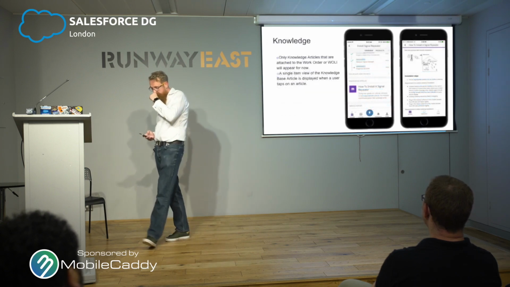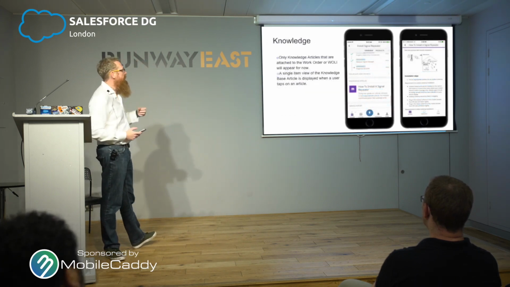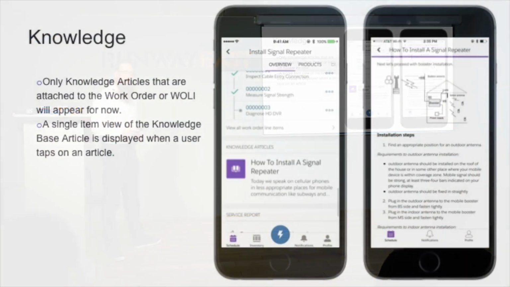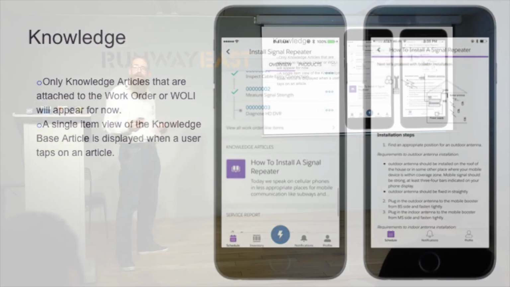Knowledge. So again, from an offline point of view, this doesn't work, but online we have the full knowledge articles. So again, we can bring in all the information. Let's take a boiler repair: we can bring in all the fault codes. Straight away the engineer can type in the fault code and bring up the knowledge article straight away and help him repair it.